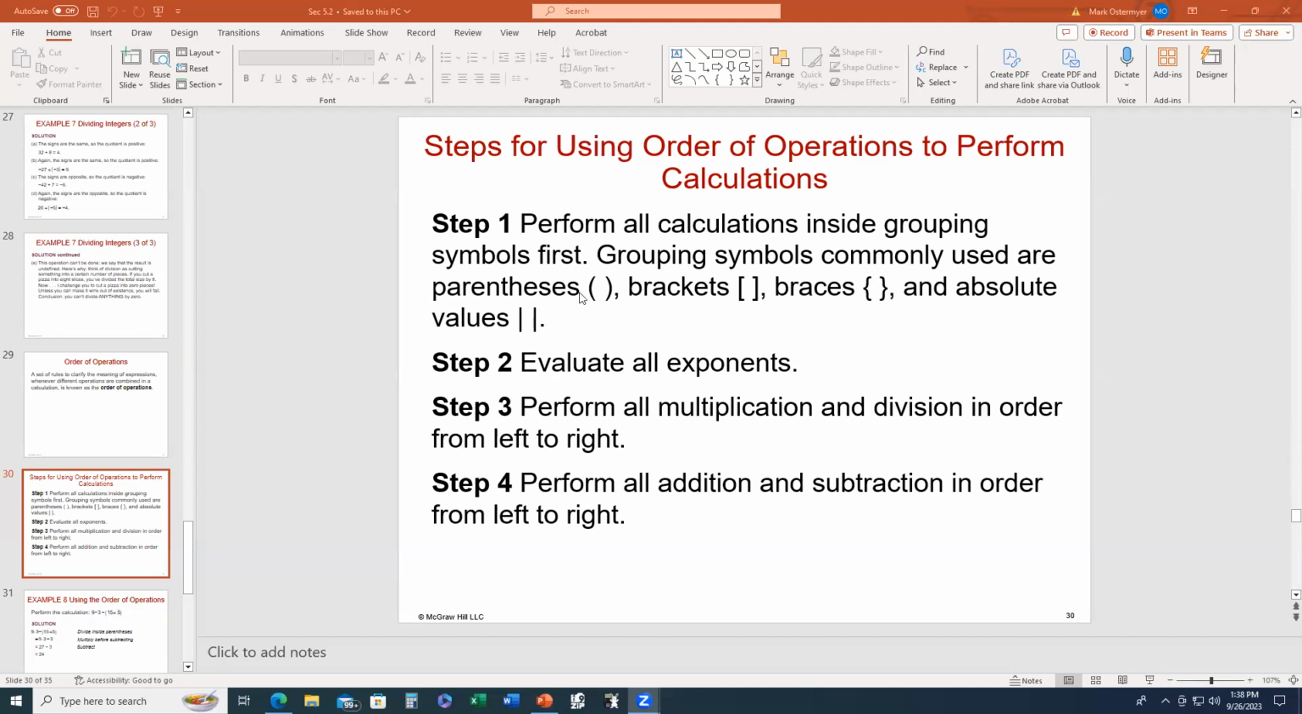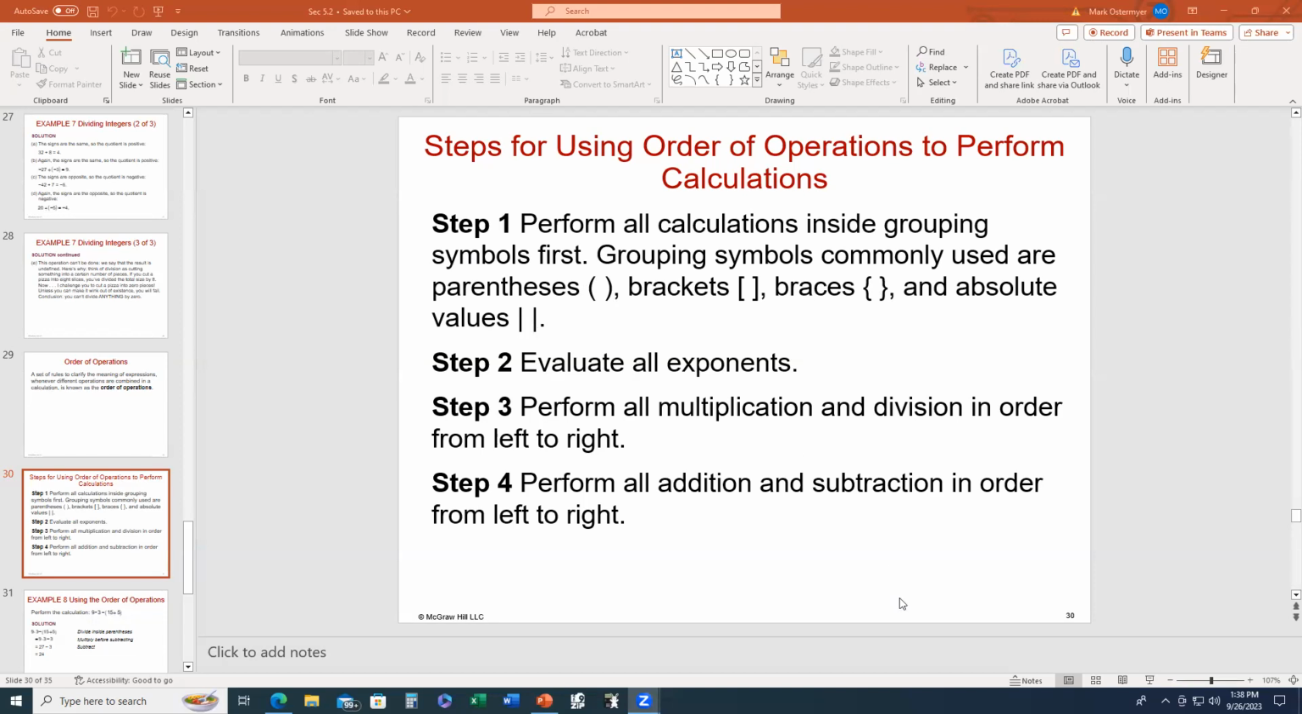Okay, let's take a look. What is the highest precedence whenever trying to wade through a numeric or variable expression in algebra? We always have to pay attention to things that are inside grouping symbols first. The number one precedence belongs to things inside parentheses or brackets or braces or inside absolute value symbols.